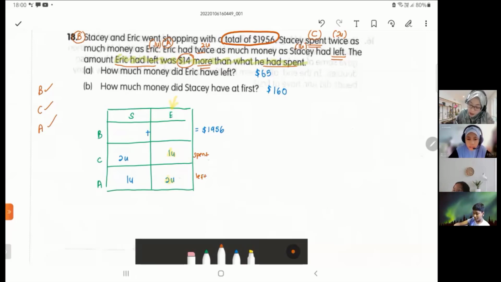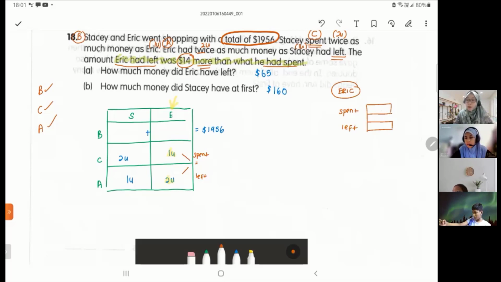I want to compare. Okay, so when I want to compare and make sure that his left is $14 more, these two have to be the same first. Then only I can put the comparison. Remember when you compare things, so now I have my spend and my left. This is for Eric. If I want to compare spend and left, they must be equal first. From the equal, then I realized that, oh, he have actually $14 left more. Then I add in the more. Can you see? But at first, you must always have equal parts. Understand? Then I can compare.